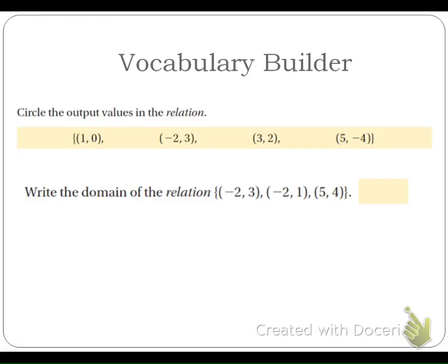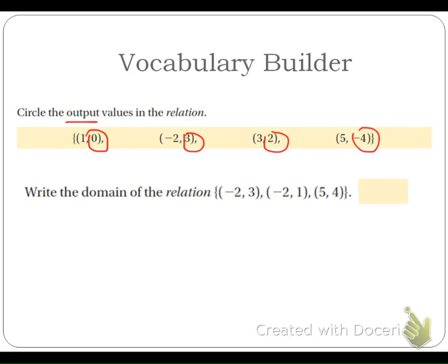An output is a number or a value you get in return after you input a value. So we do this if you have ordered pairs. These are your x and y values. Your x value is your input. What's the number that I put in? And the output is the number you get in return, or your y values. So in the first question here, it says circle the outputs of this relationship, which is then their y values, the 0, the 3, the 2, and the -4.